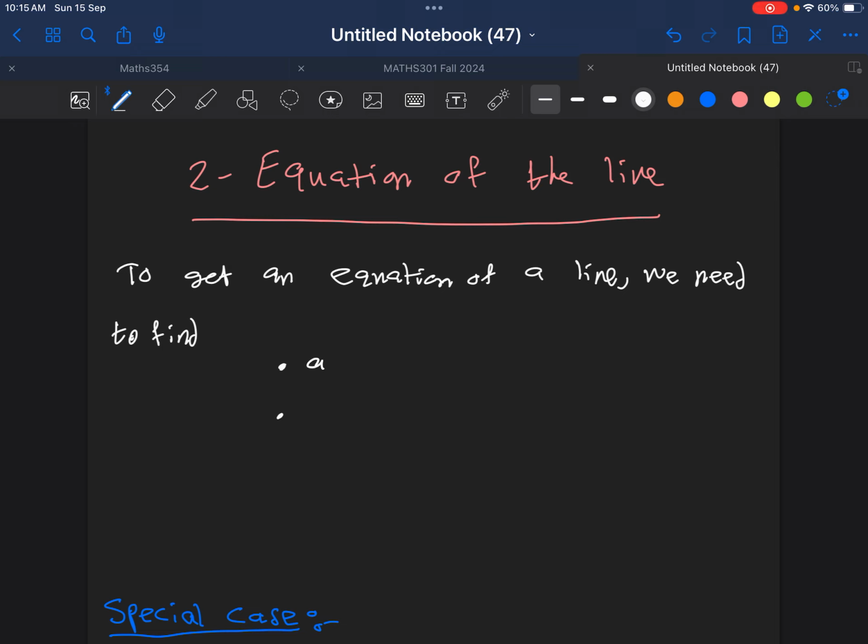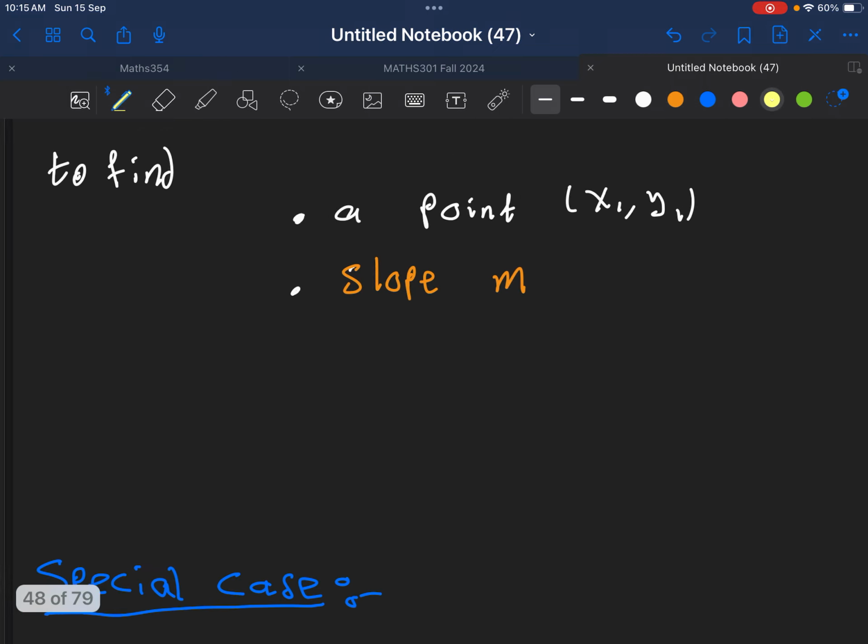You need to have a point, which is x1, y1, a point on the line, and you need to find the slope. Either it is given to you or you need to find it the same way we did in the previous video. Now, if we have a point and we have the slope, what will be the equation for the line?